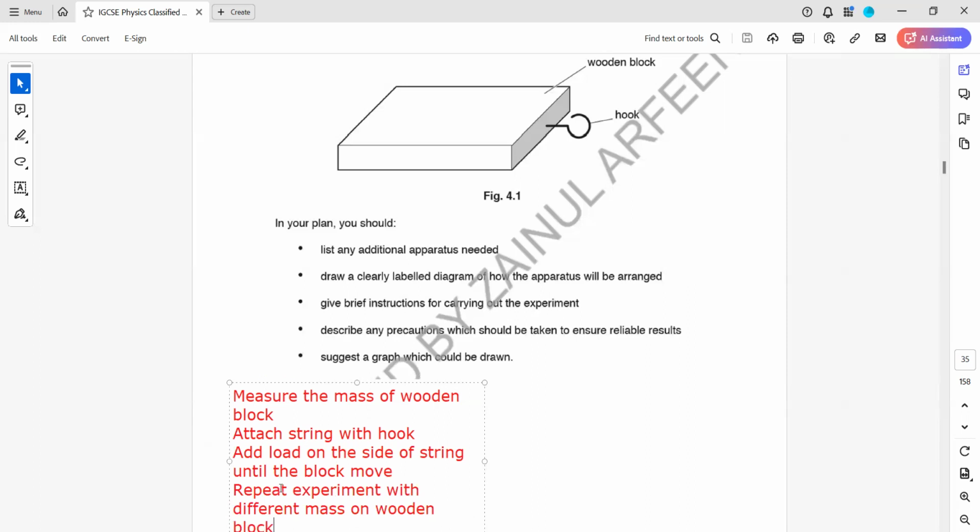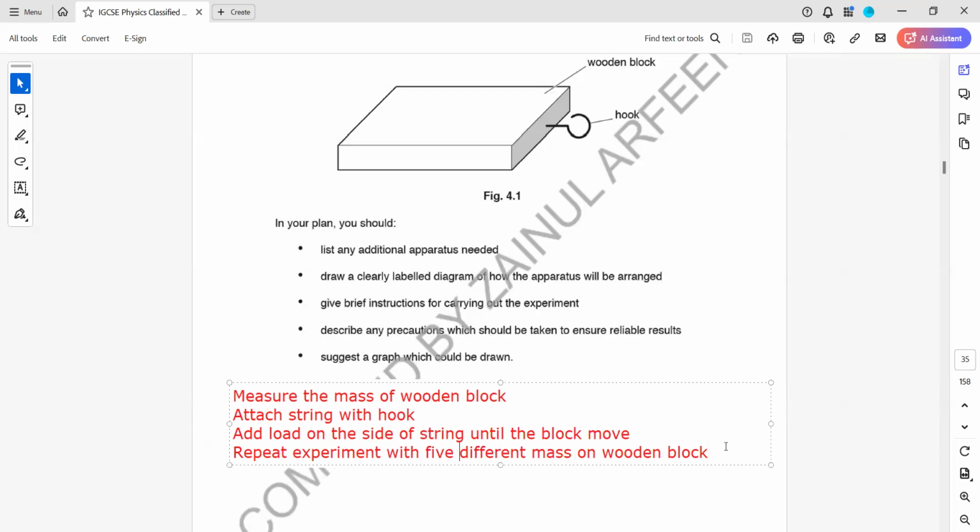And don't mention only repeat, like repeat experiment with 5 different masses or 3 different masses of the wooden block. And then whenever you mention the procedure, you should always mention the sources of error or the precaution. What is the precaution we should take? What could be the precaution?